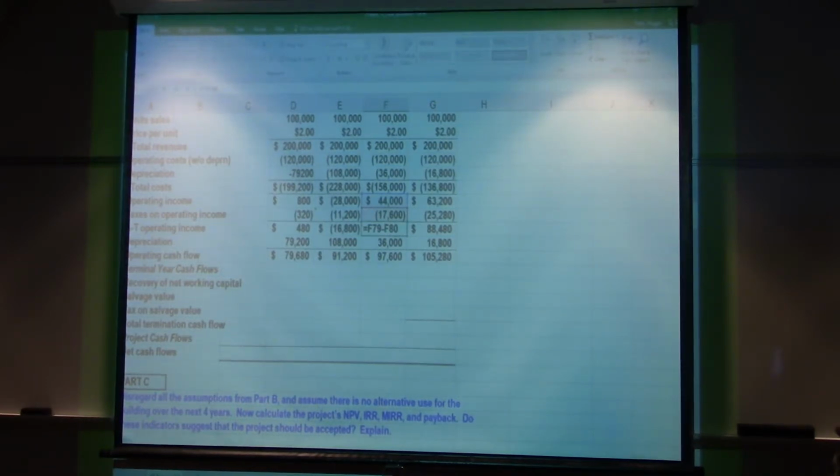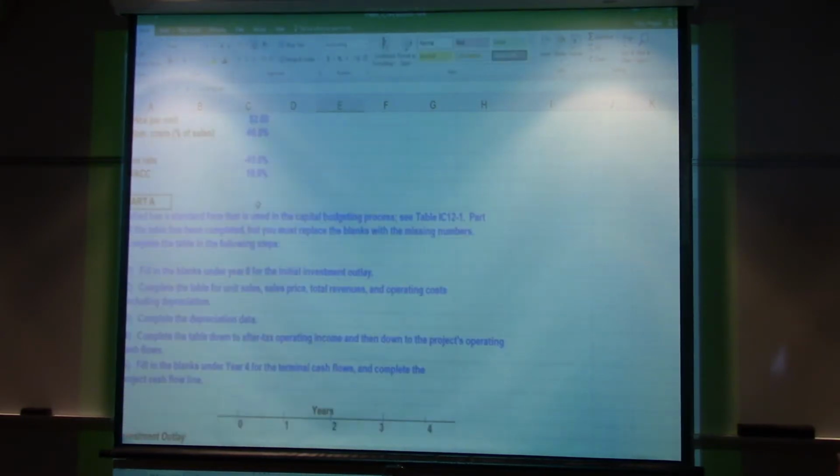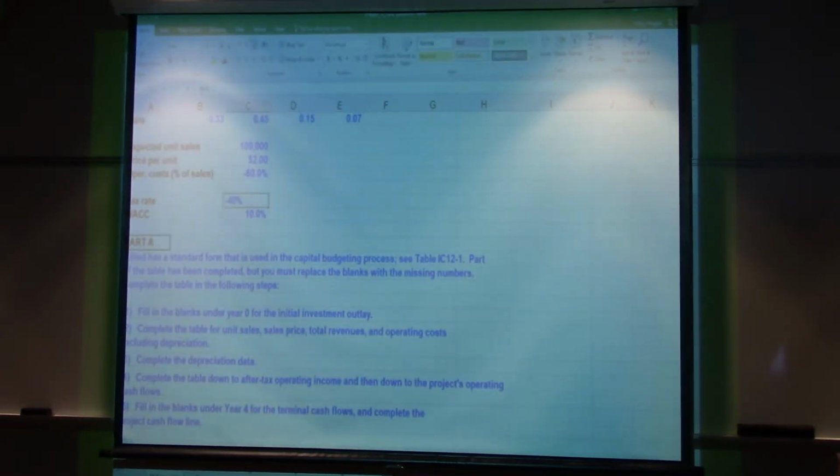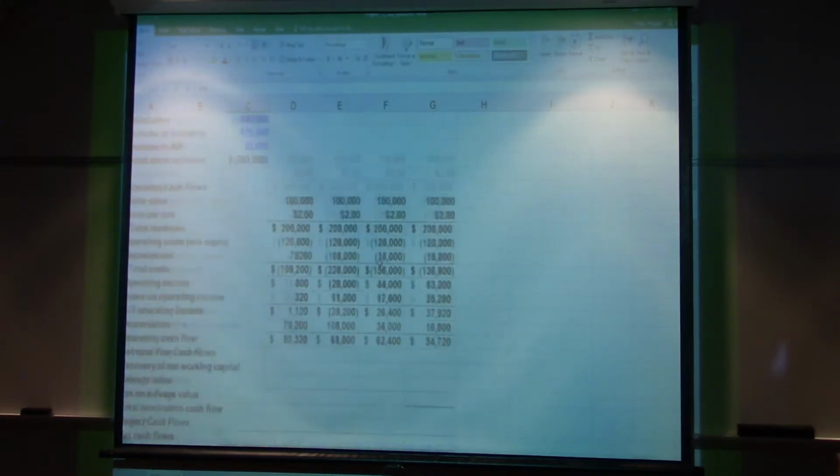But the 800 minus the 320, then you would get the 480. You wouldn't put the negative sign there already. If you take 44,000 and you subtract a negative 17, you get 61,600. No, you should, if you're subtracting a negative. It's just the operating income less the taxes though.